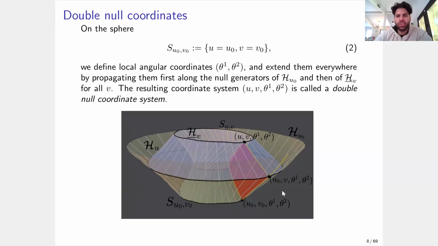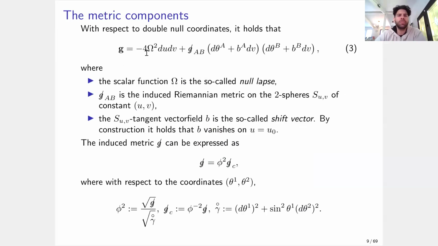And as we said, in this way, you can define a double null coordinate system, u, v, theta 1, theta 2. u, v tells you basically on what section you are on, and theta 1, theta 2 tells you at what point of your section you're on. And with respect to that double null coordinate system, you can write your general Lorentzian metric like that. Yakov, by the way, told me that he uses a minus sign here. But anyway.